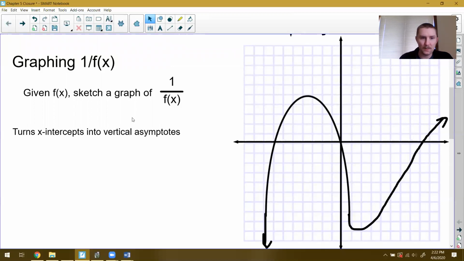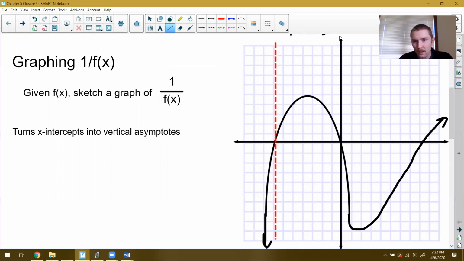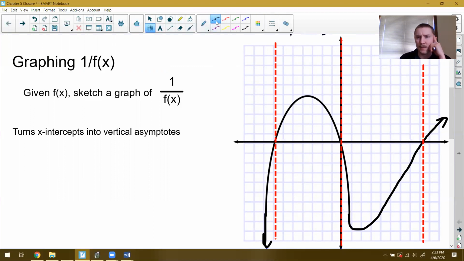Takes my x-intercepts, turns them into vertical asymptotes, which means I have a vertical asymptote here, I have a vertical asymptote here, and I have one way over here. Okay, so I have 3 vertical asymptotes when I flip this particular function over. And once I have those vertical asymptotes, I can get a pretty good idea of what the function looks like.